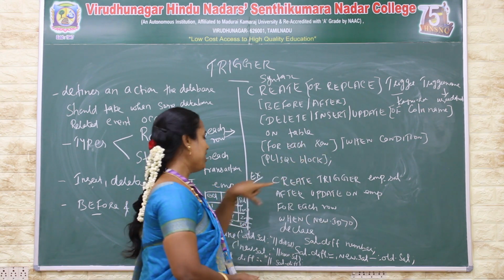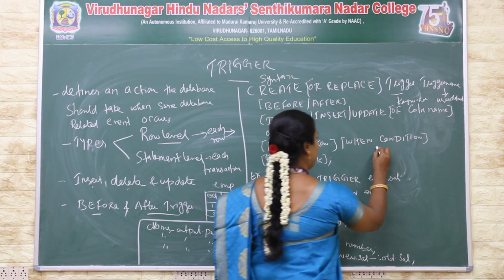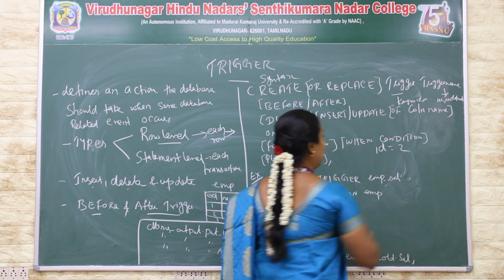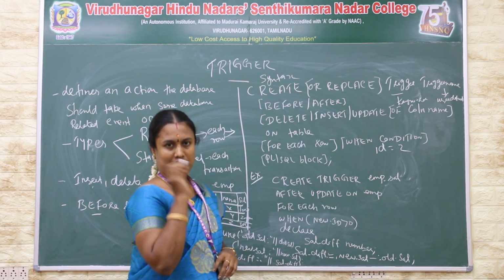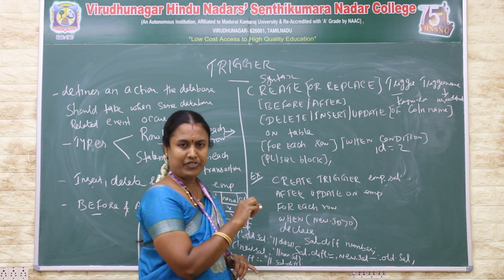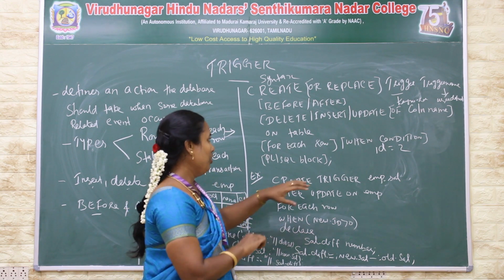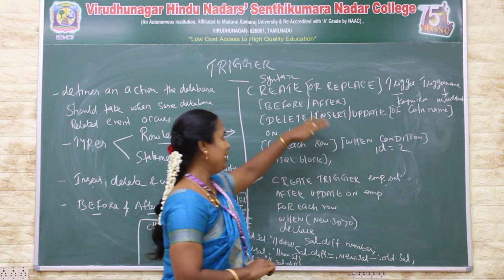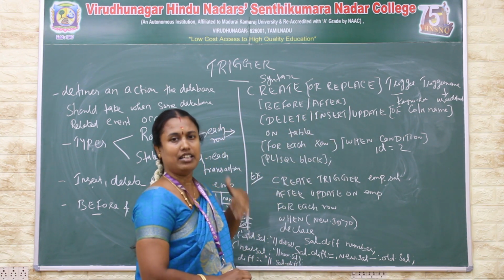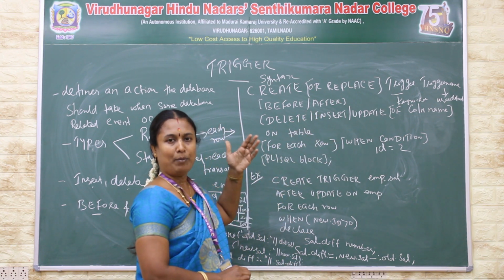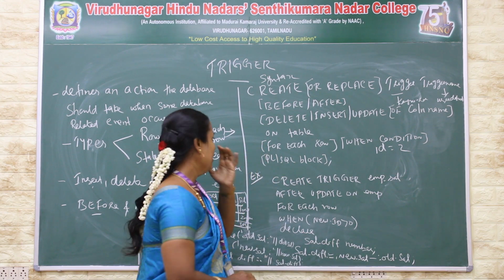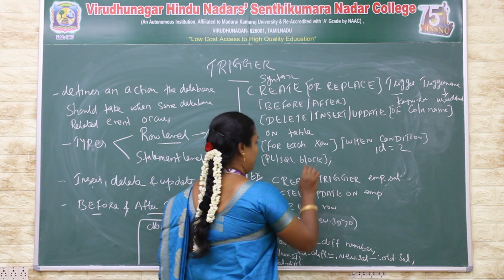So what condition do I have to give? Where id equal to 2. I mentioned that condition, so the record for which the condition is satisfied, that record only is going to go through this triggering process. Otherwise the triggering process can be applied to all the records in the table. Then the remaining part is the SQL block.